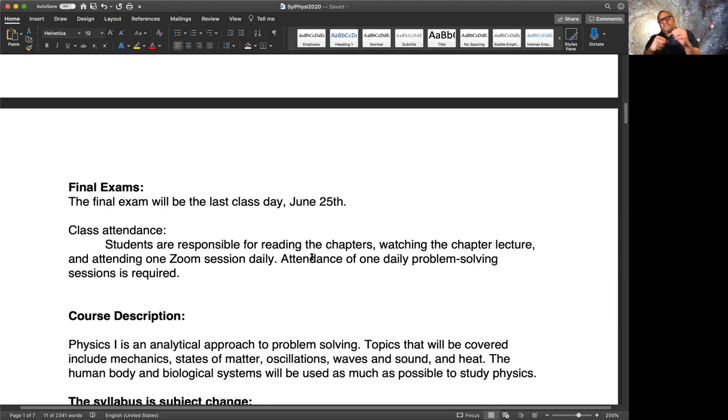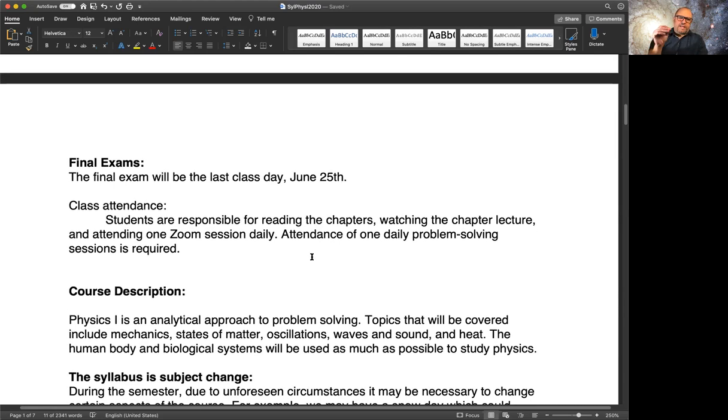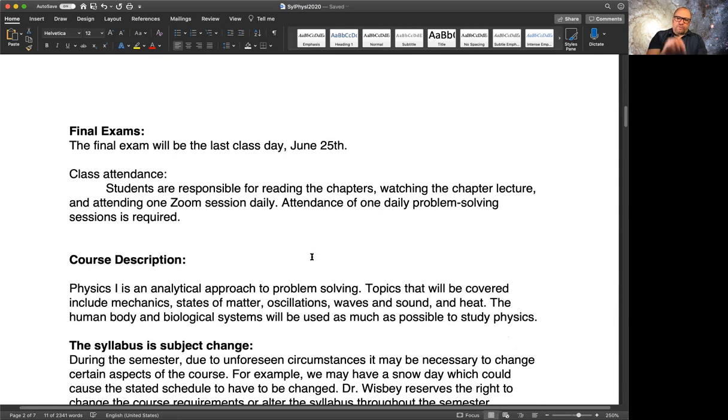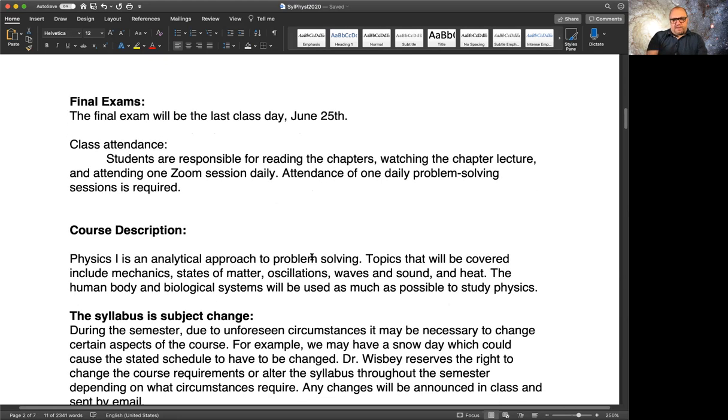The Zoom meetings that we have once a day, I'm going to limit those to 30 minutes because after 30 minutes, it gets a little bit hard to focus on the screen anymore. But during these times, we're going to work on problems. So you will need to attend at least one 30-minute Zoom session Monday through Thursday.